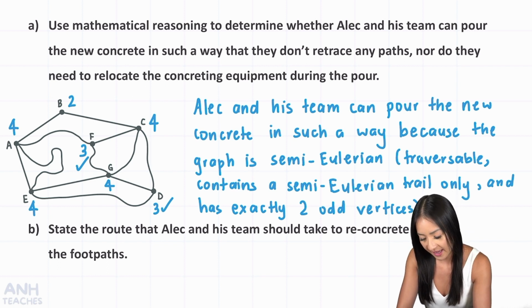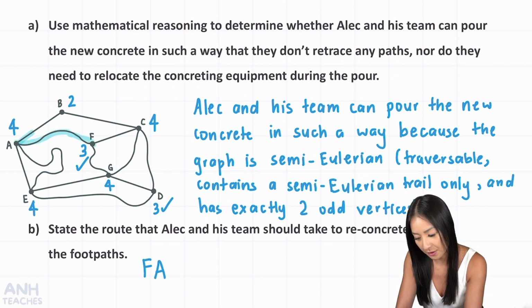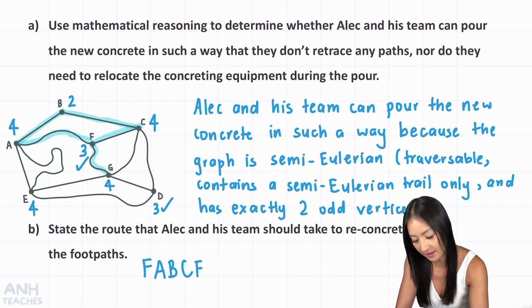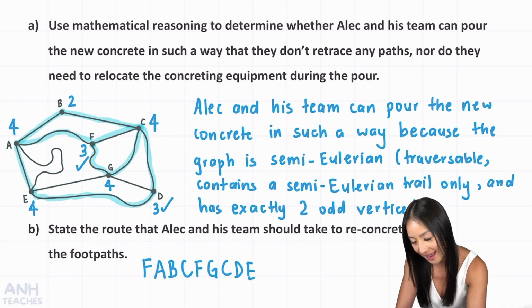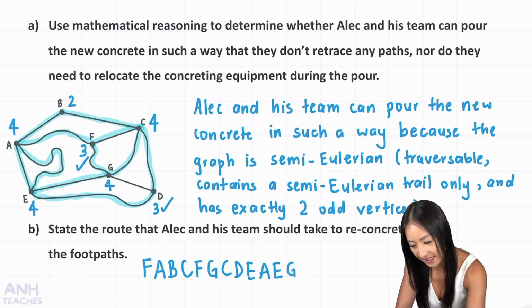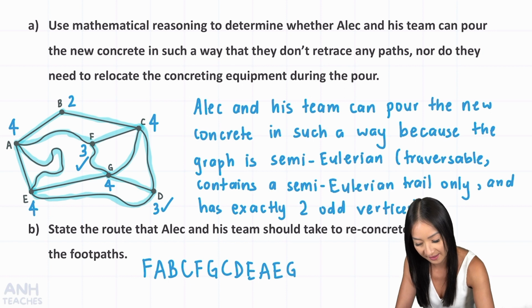So I'm starting at F, and then I'm going to A, and maybe I'll go to B, C, F again, G, C, D, E, gosh, this is a long one, A, back to E, over to G, and finally we end at D.